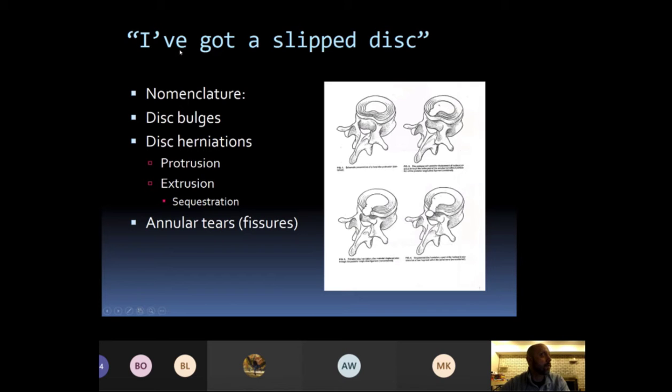Of course, everybody's heard the phrase, I've got a slipped disc, and you'll hear patients say that to you. I don't know that you should say that to them, because it kind of implies like the disc goes shooting out, and it just doesn't really do that per se, although you can have some dramatic disc herniations.